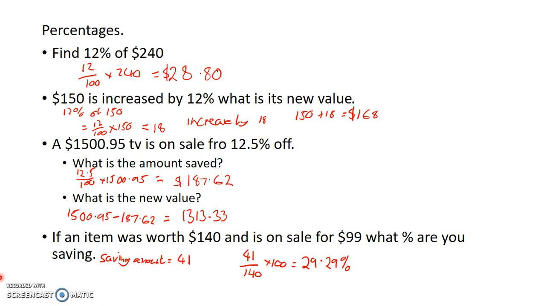12% of 240, do 12 over 100 times 240, gives you 28.80. $150 is increased by 12%, find 12% of it first, which is 18. The 150 is increased by 18 to give you $168.